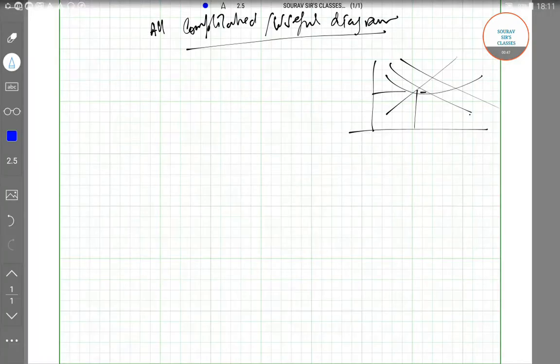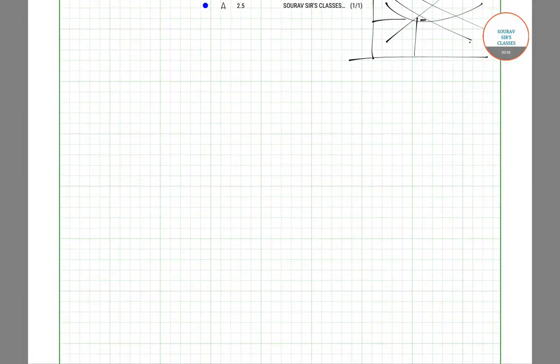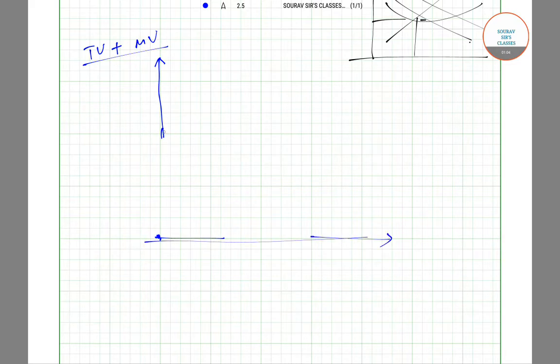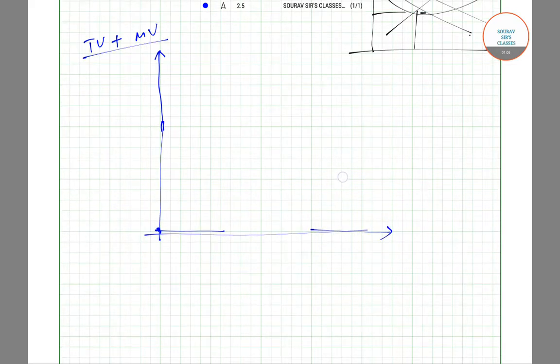diagrammatic representation. So I'm choosing a blue color. First is TU plus marginal utility. So total utility and marginal utility diagram in a single case. So let's solve it. So here I'm just pointing out. So this is your total utility curve.